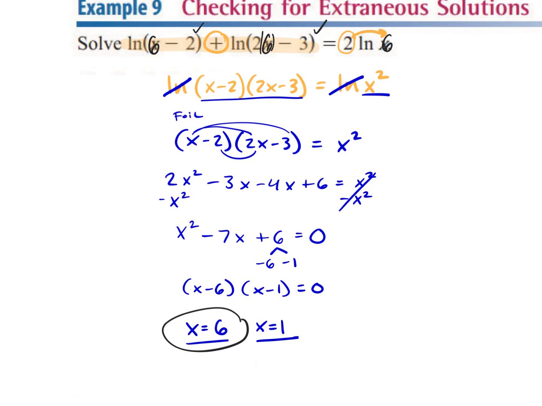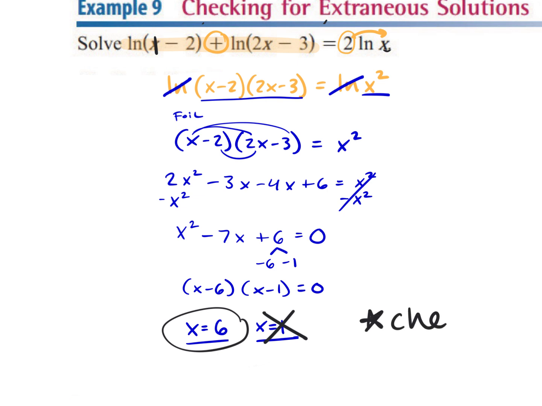Let's plug in 1 and see if 1 works. So 1 minus 2, negative 1. Could I take the ln of negative 1? No, you can't take the ln or log of a negative. So 1 does not work. 1 is an extraneous solution.